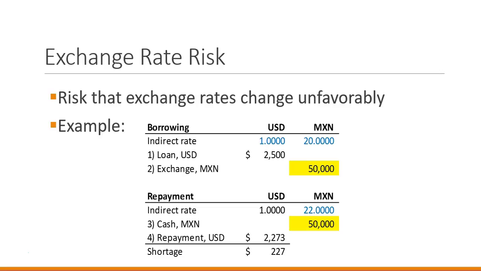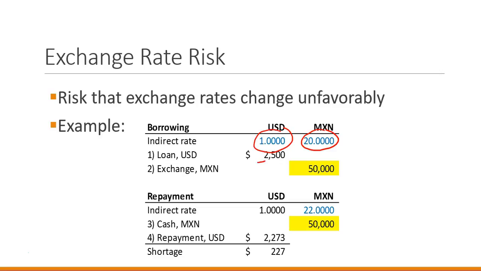A company goes to borrow 2,500 US dollars, and they're operating in Mexican pesos, probably in Mexico, but wherever they happen to be, they're operating in Mexican pesos. So let's look at how the change in exchange rates over time impacts the company. In the initial transaction, we have an exchange rate of 1 US dollar to 20 Mexican pesos.